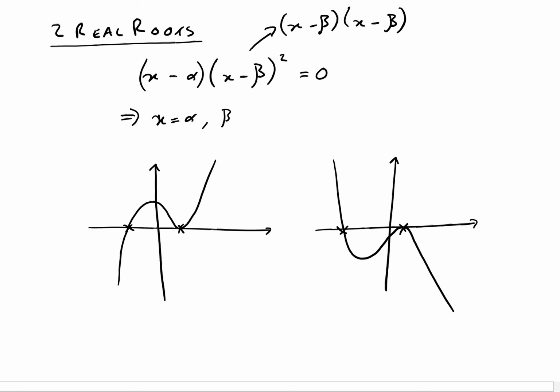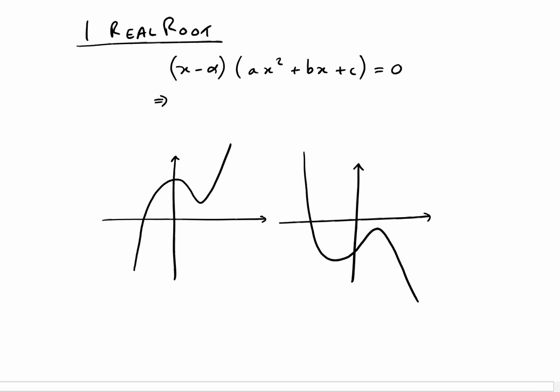Okay, your last scenario is your one real root. You've got the x minus alpha still, so your root will be alpha, but then you'll also have a quadratic multiplier, so that will be your other roots. Your quadratic will give your other roots. So you'll try and factorize this, and then you'll get your second and third root.